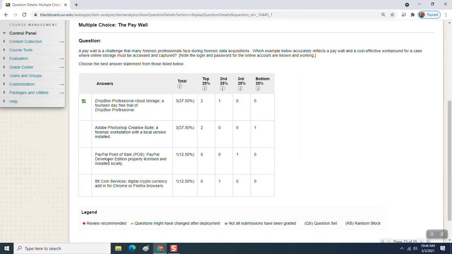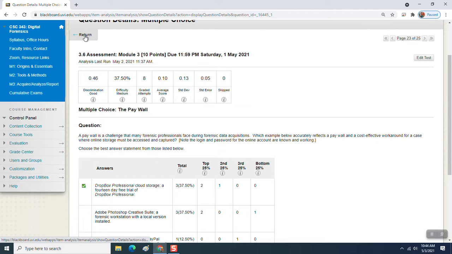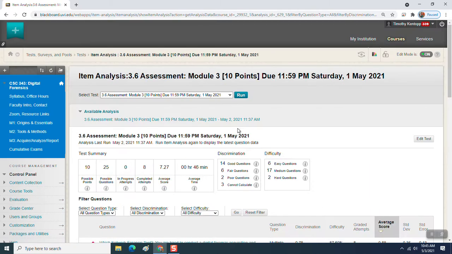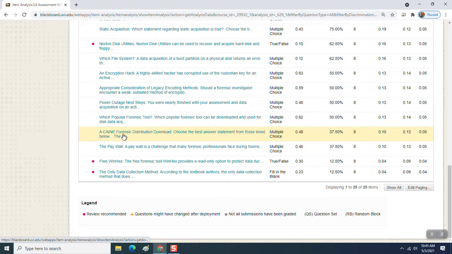PayPal point of sales, that's just a bogus answer. Developers Edition, we did have one student that chose that. Bitcoin services, digital cryptocurrency, as if Bitcoin would allow you to pay for a trial version, that's just a bogus answer. So the correct answer is, you can access and use free trial versions of software if that's helpful. So that's cost effective, and it's a workaround for the paywall. You just have to make sure that you state that you were using a free version, and that needs to be a part of the record.